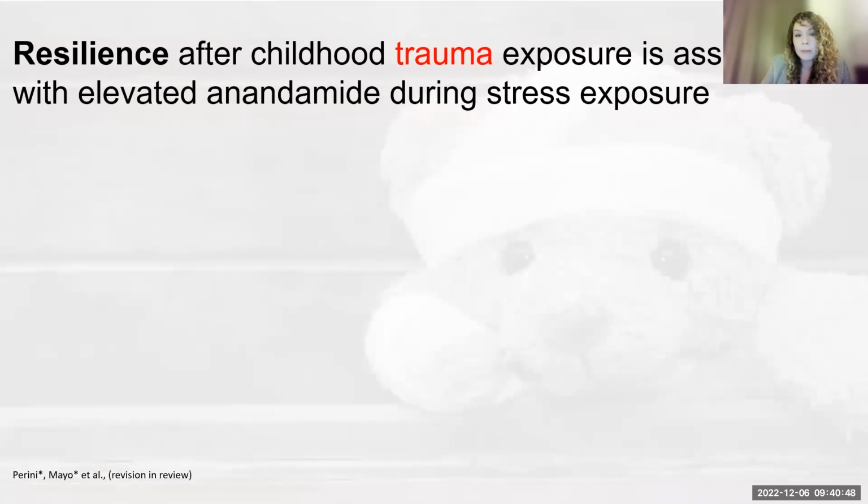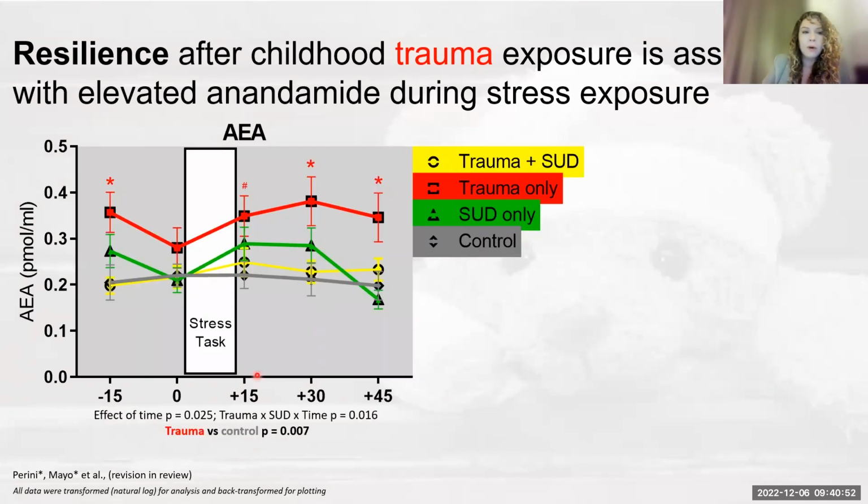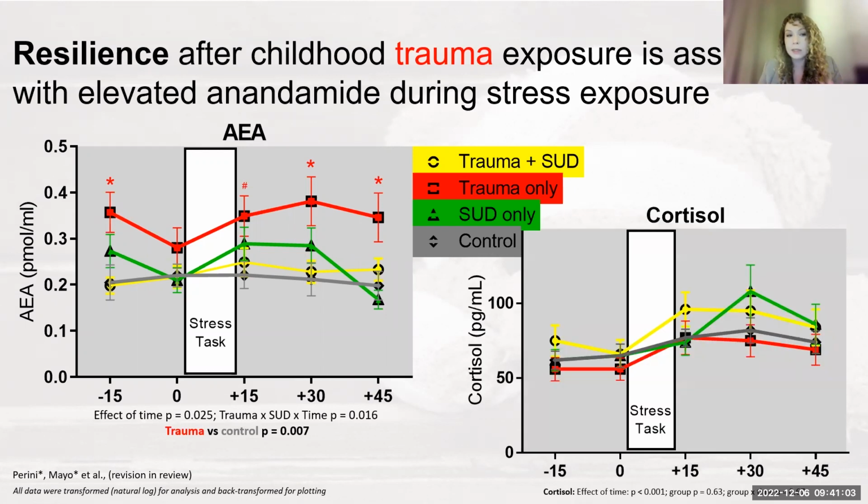We also expose these individuals to that same stress task I talked about. And what we find is not only do these individuals have high anandamide to begin with, but it stays high throughout the stress task. So it's high at baseline, it's high throughout stress. And again, it's specific to anandamide. We don't see any group differences in cortisol.